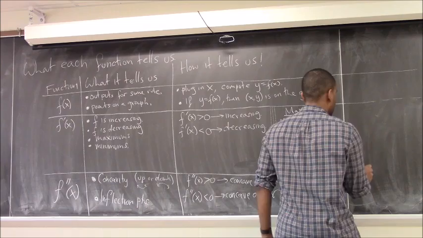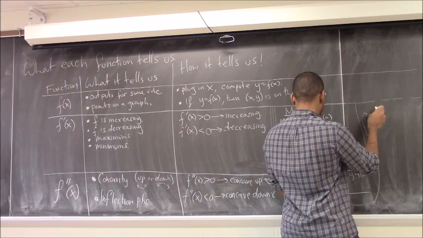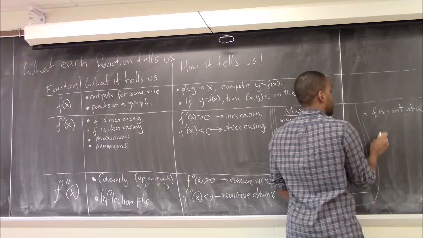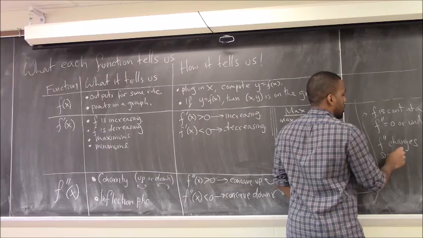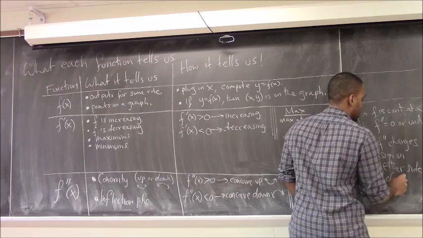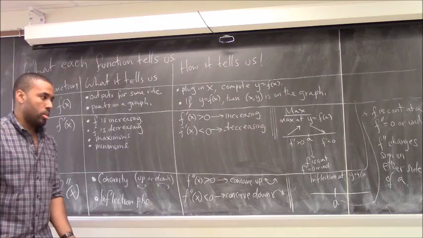So we know it's an inflection point if these three things happen. If f is continuous at the point, f double prime is zero or undefined at the point, and f double prime changes sign on either side. So if it switched from a negative to a positive or a positive to a negative, you get an inflection point. It'll look different based on what the signs are, but that's how you know.